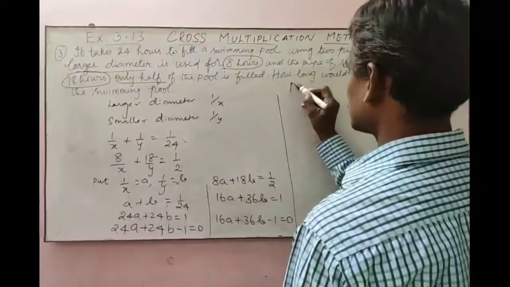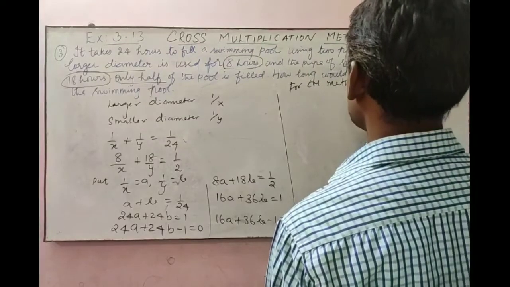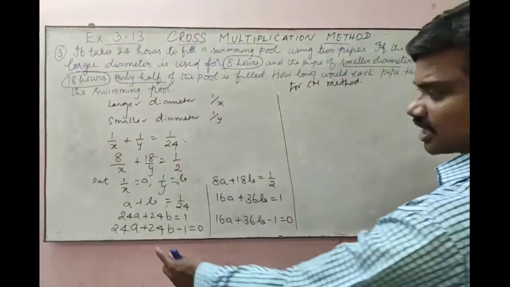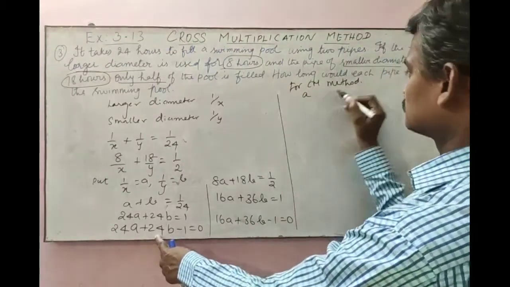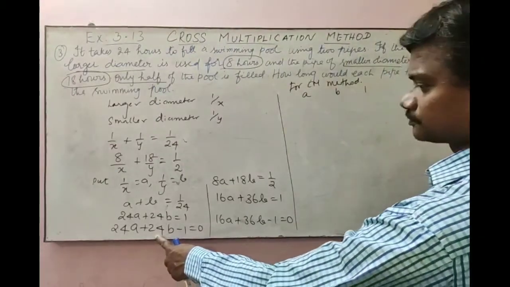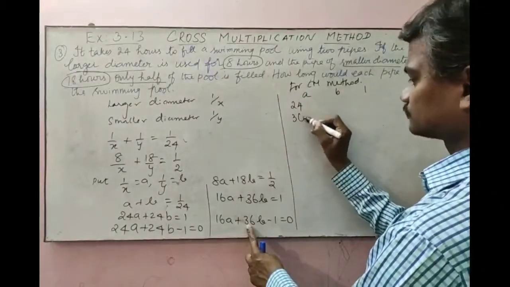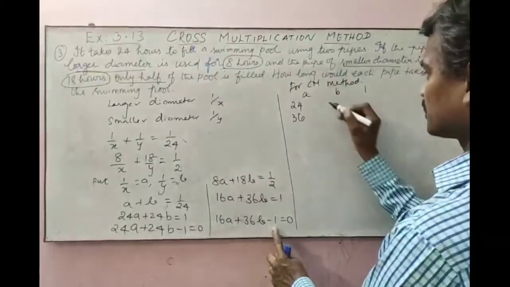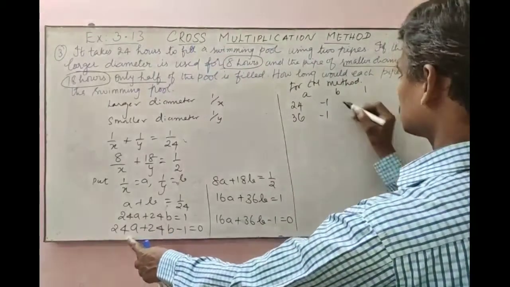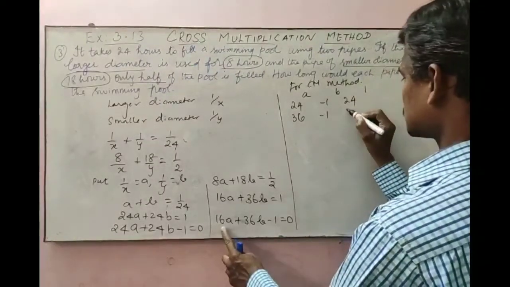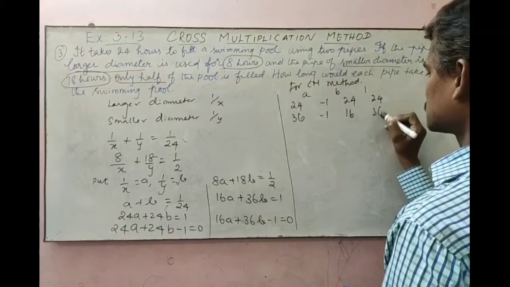Then for the cross multiplication method, I am going to arrange the coefficients. I am going to start from the center. Here I am going to use the a, b and 1. So 24, here 36. Then the next one is minus 1 and minus 1. Then for first 24, 16. Again I am going to write this 24 and 36.